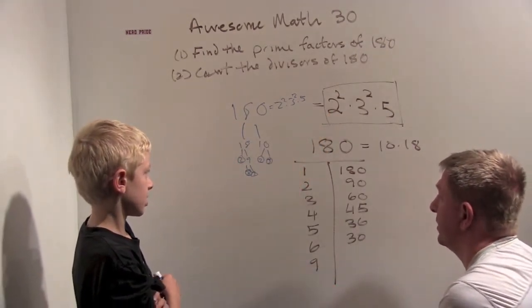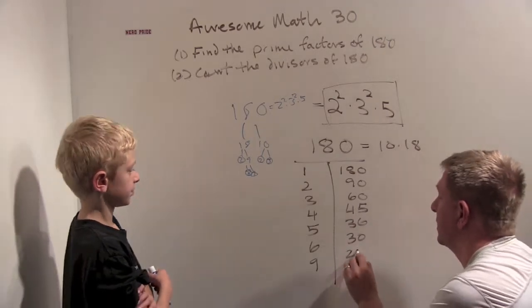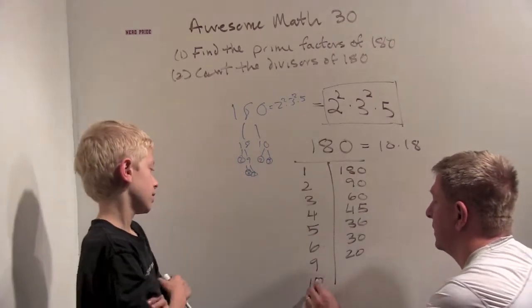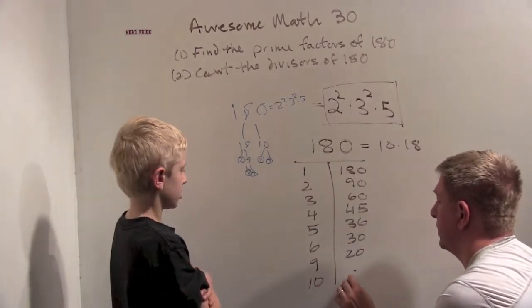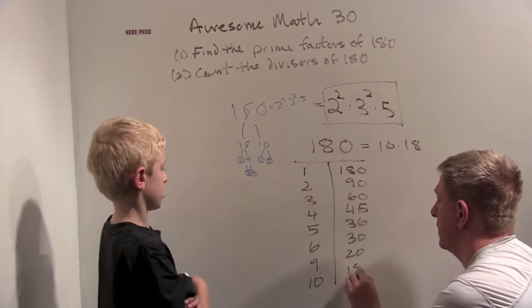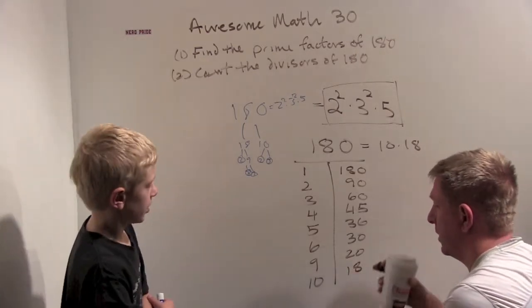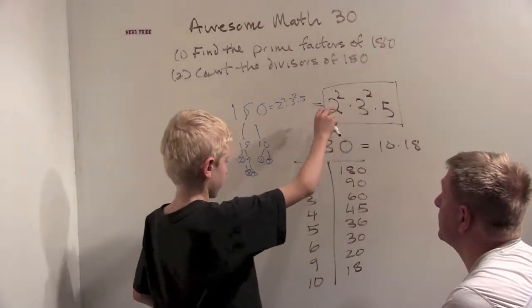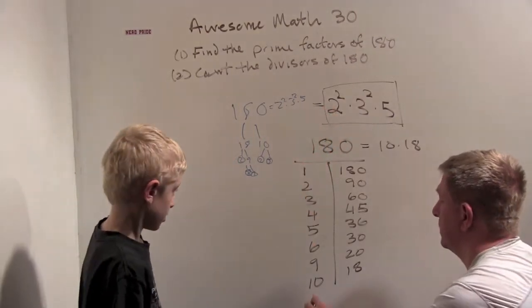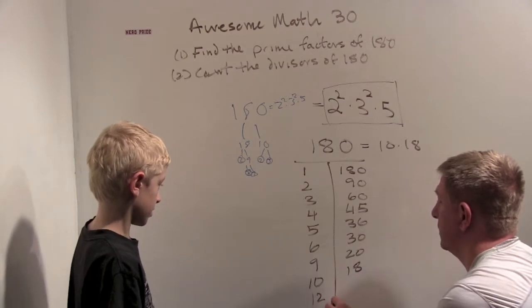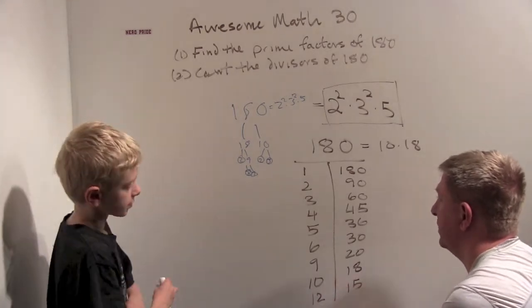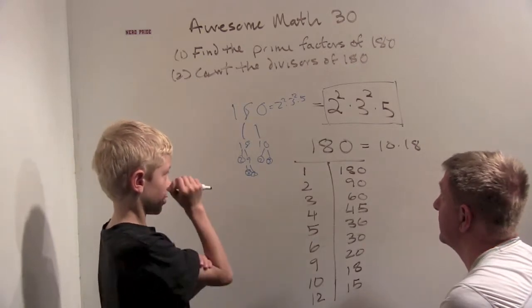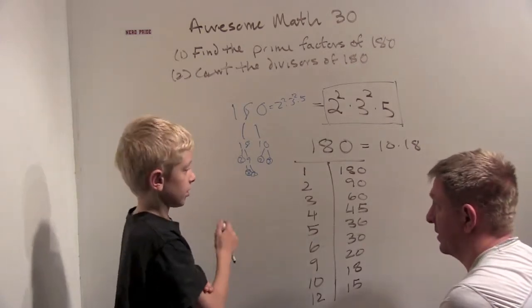So it's 9 times what? 9 times 20. Do we have a 10? For 10, we have a 2 and a 5, so 10 times 18. We don't have an 11. Well, we have a 3 and a 4, so we have a 12. 12 times 15. And then we don't have a 13, we don't have a 14, and then we're around the corner.